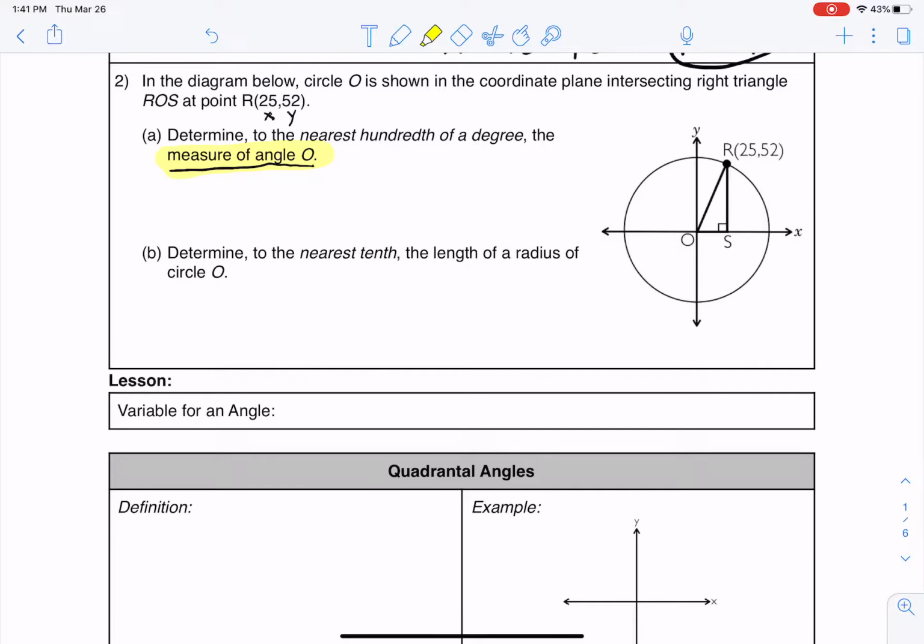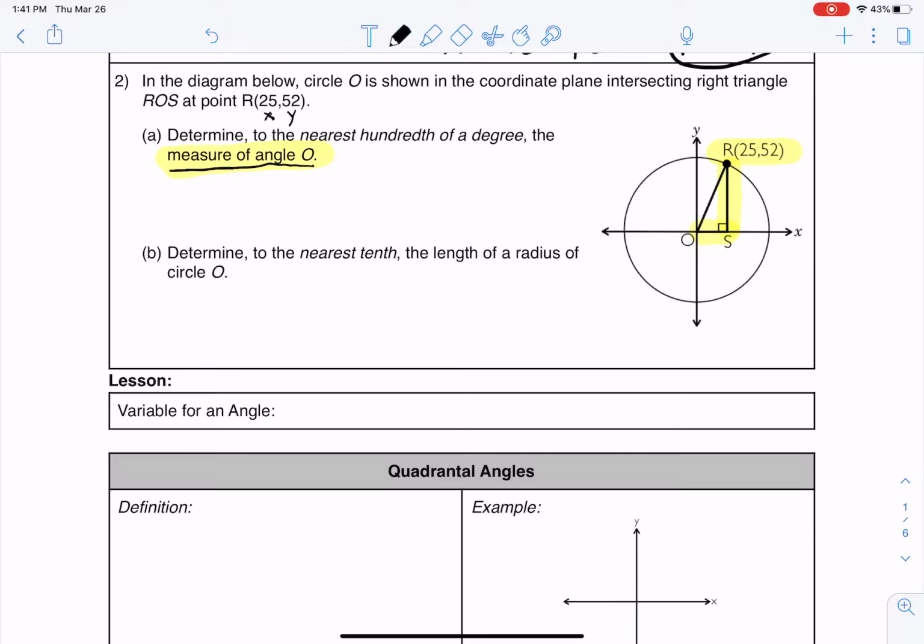So turning to those coordinates, the 25 and the 52, that's where point R is. One of those is going to tell us our horizontal distance, or the base of our triangle. Another of those points is going to give us the height of that triangle.